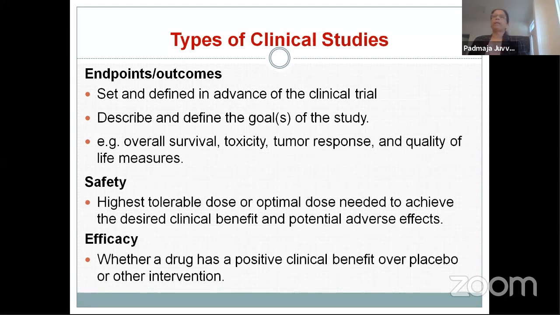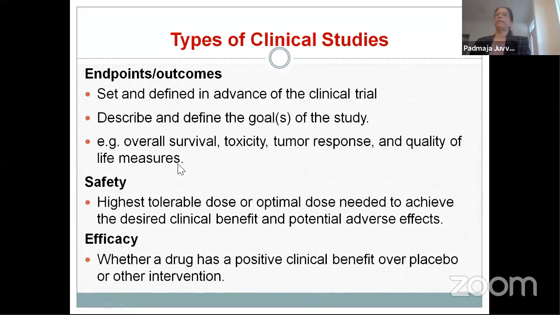And coming to efficacy, what is efficacy? It is whether this product has any effect on the disease, or whether I'm using it and there is no effect. That's what is determined. So basically it is whether a drug has a positive clinical benefit over placebo or any other intervention.